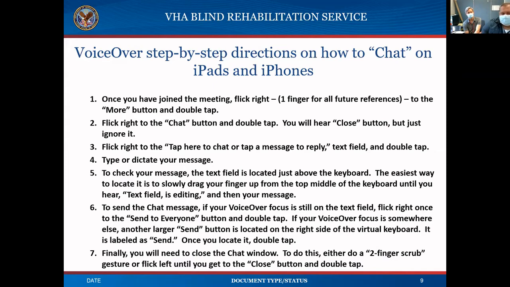To check your message, the text field is located just above the keyboard. So the easiest way would be to slowly drag one finger up from the top middle of the keyboard until you hear text field is editing, followed by the message that you just typed. So just to double check yourself to make sure the message that you're going to be sending is as clear and concise as you want it to be. To send that chat message, if your VoiceOver focus is still on the text field, flick right one time to the Send to Everyone button and then double tap.